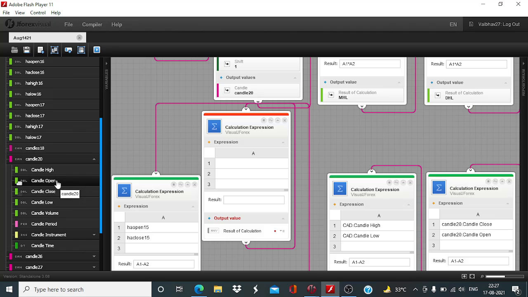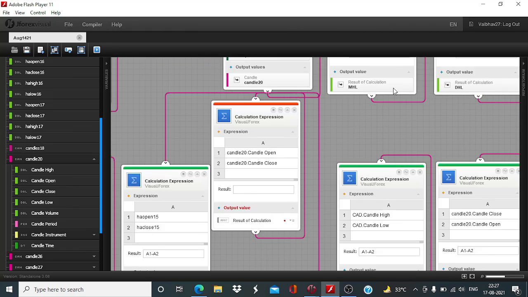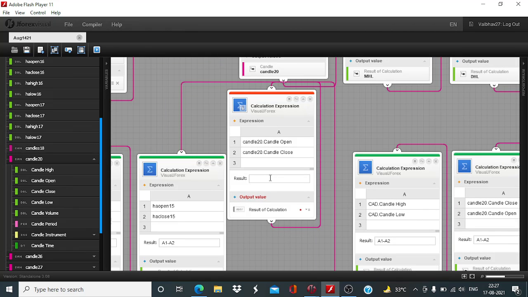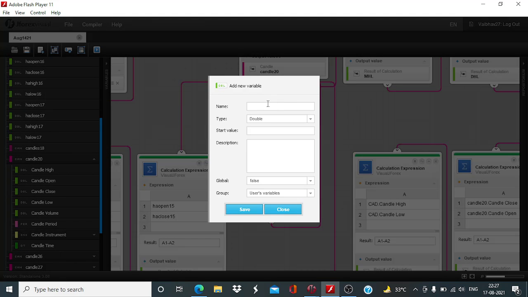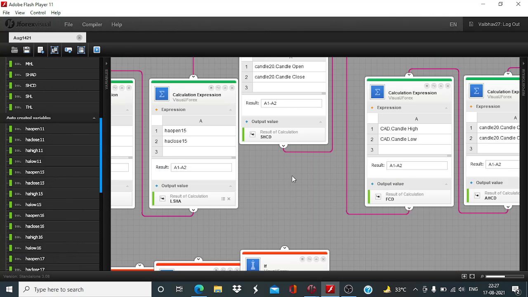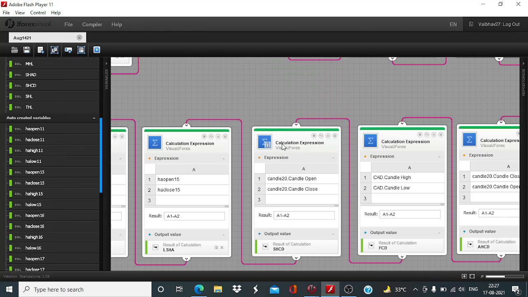Candle 20 open minus candle 20 close, same thing, A1 minus A2. Okay. So these three output values have been defined.